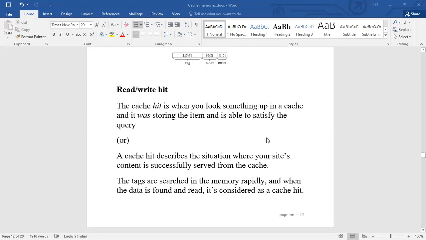I have already said what a hit is and what a miss is. So here you can see read or write hit. What is a read or write hit? A cache hit is when you look something up in a cache, it was storing the item, and it is able to satisfy the query. Just a second, I will explain that clearly.